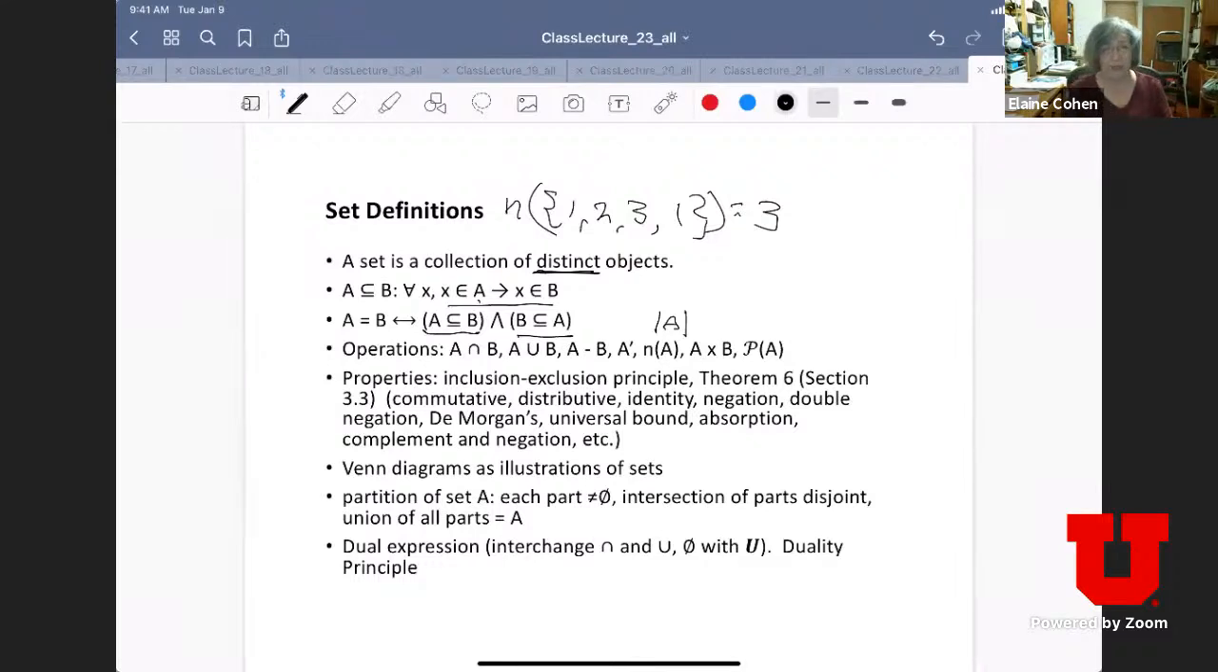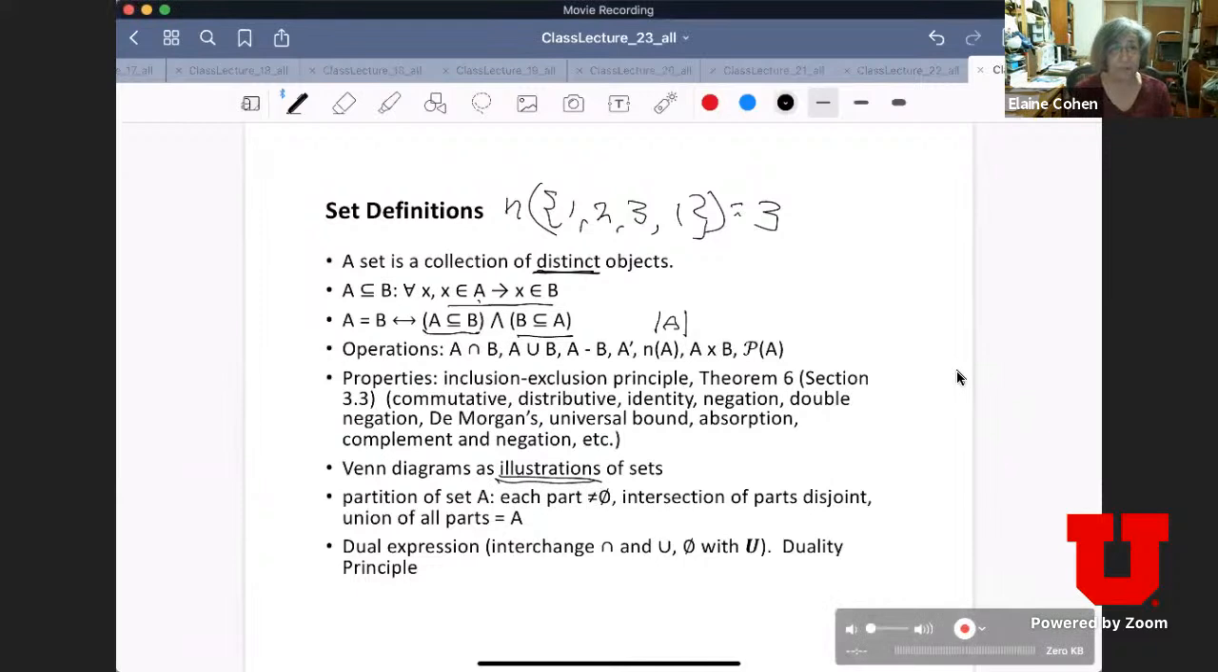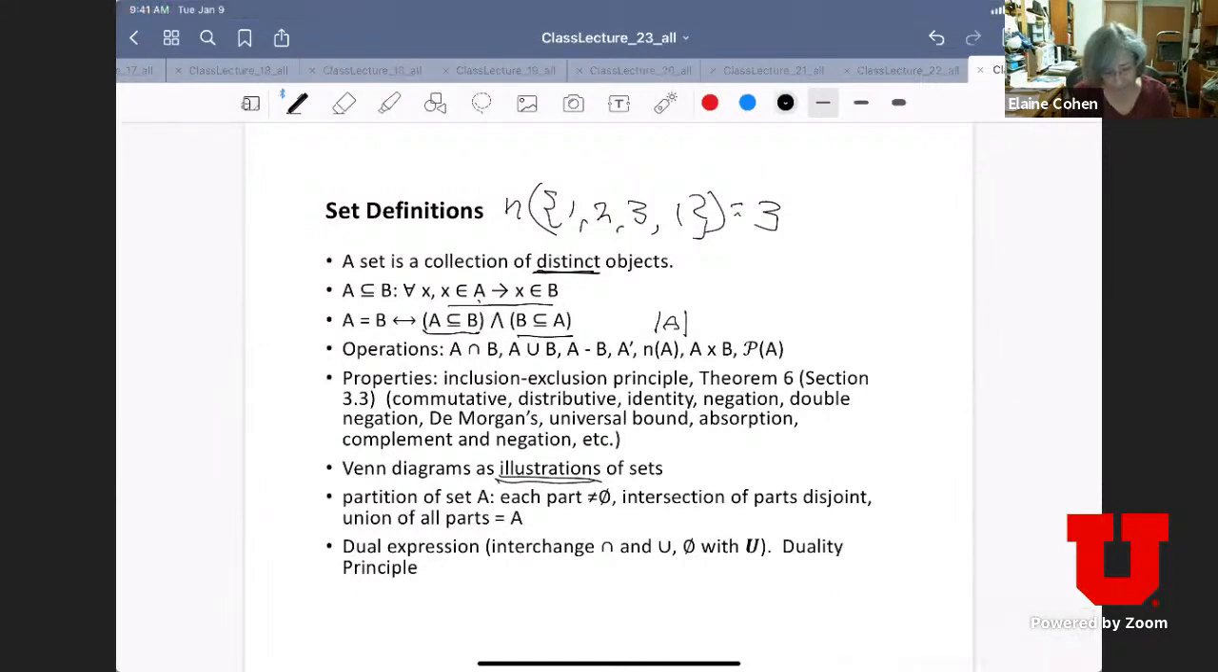We had all the properties from Theorem 6 in section 3.3: commutative, distributive, identity, negative, double negative, De Morgan's, universal bound, absorption, complement, negation. We looked at Venn diagrams as a way of illustrating sets. Notice you're illustrating. You're not proving anything with a Venn diagram. And we learned about partitions of sets.